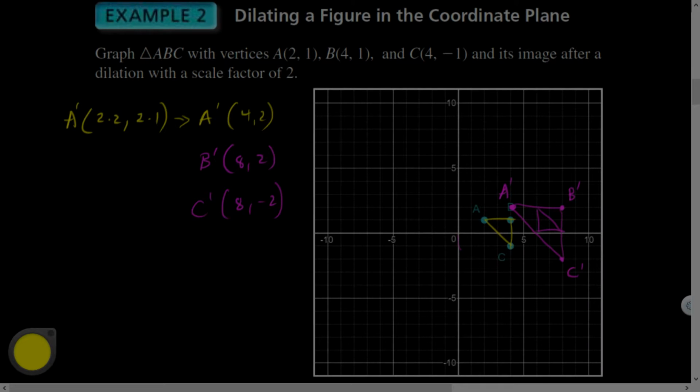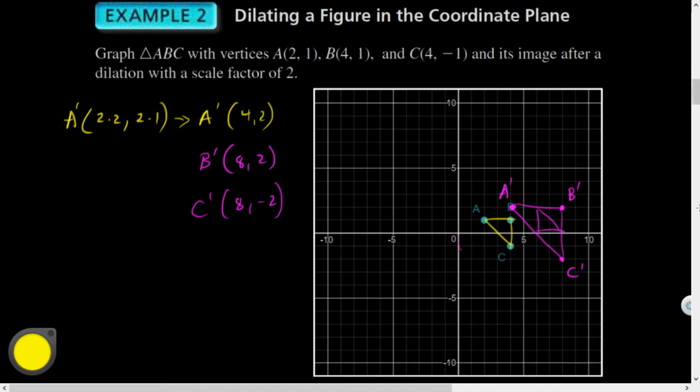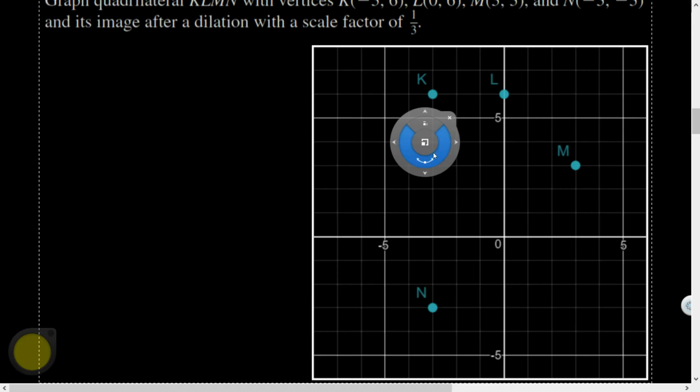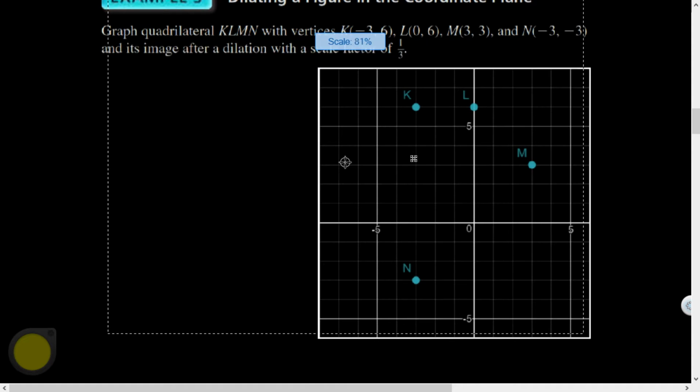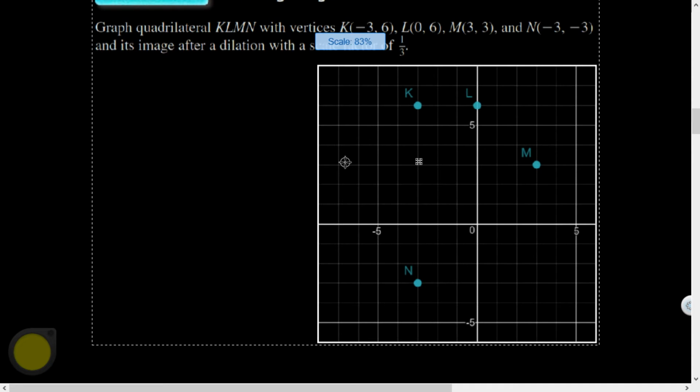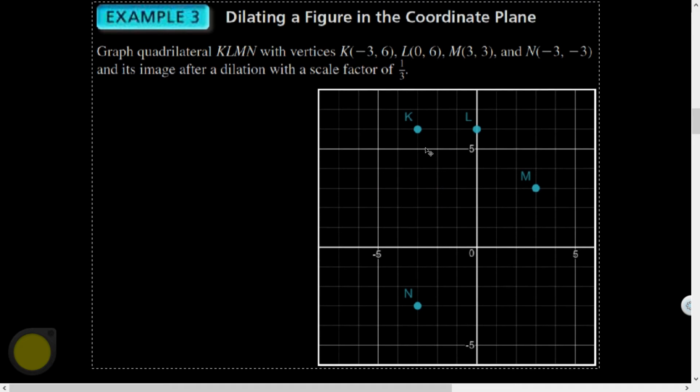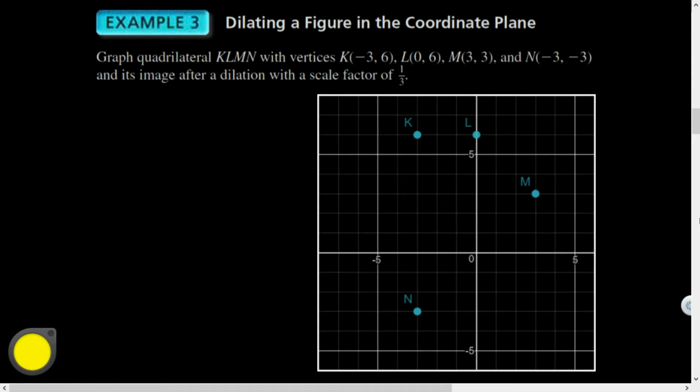Let's do example 3, where we've got a fractional scale factor as well. It looks like I've got to dilate this maybe 83% to fit it on the screen. That looks good. All right, so I've got a quadrilateral KLMN. Yeah, there we go.